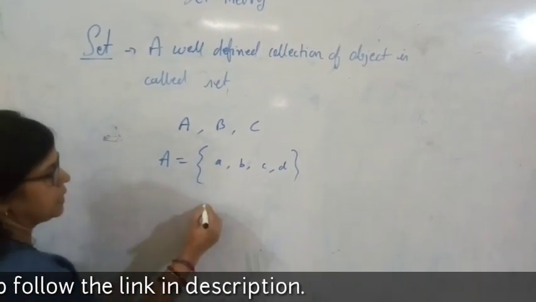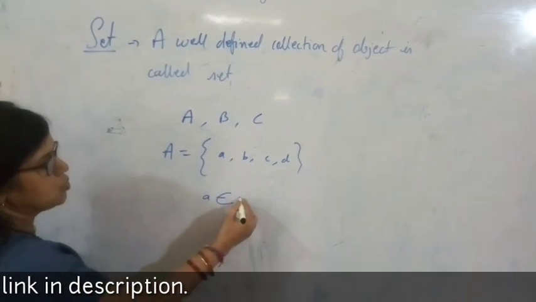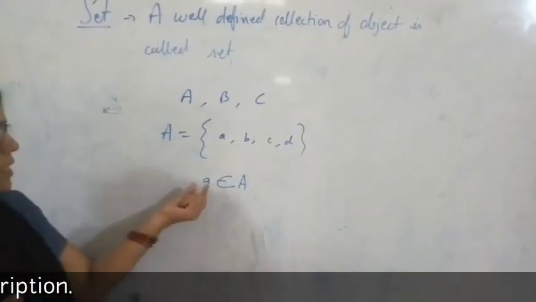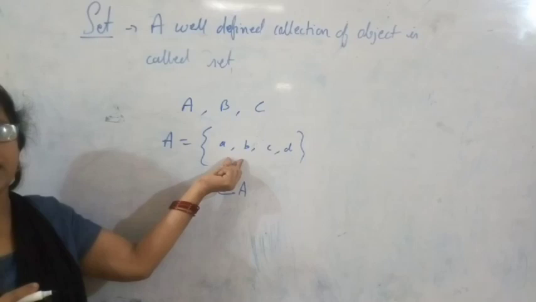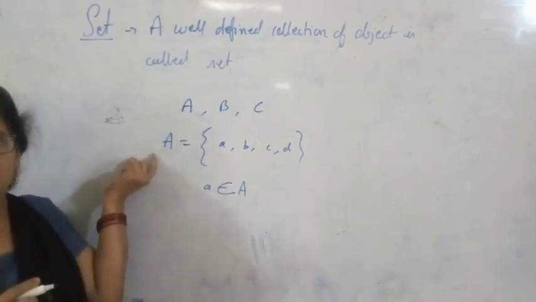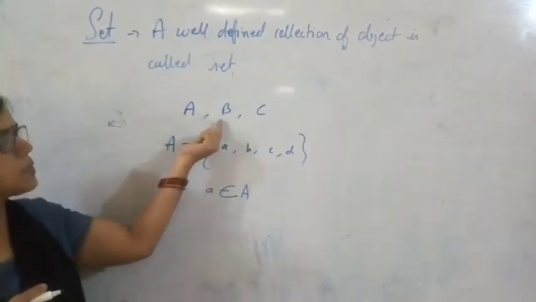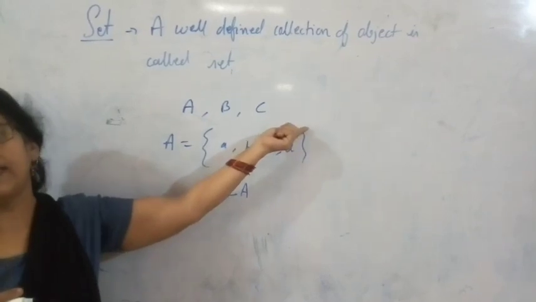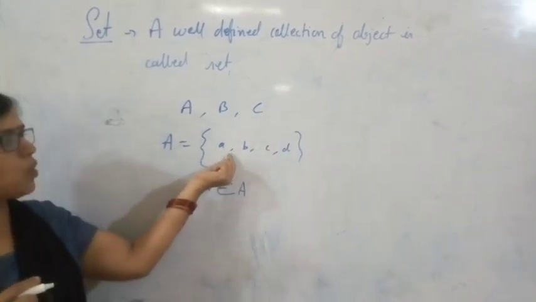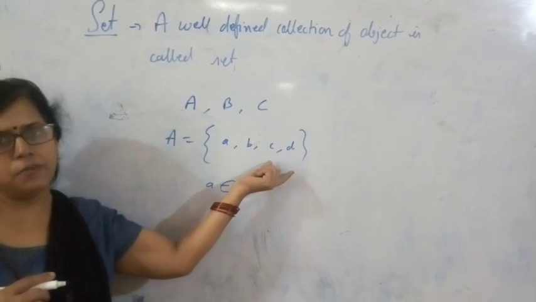How will we represent it? Small a belongs to capital A, meaning a is in the set A. So a set is mostly represented by any capital letter, and by small letters we represent elements.